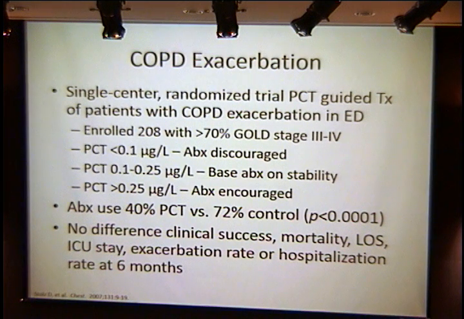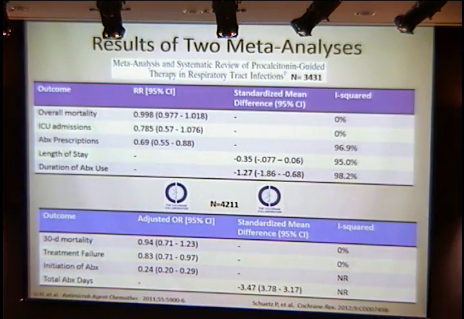One slide on a COPD trial. This was done with 208 patients with pretty significant COPD. The one thing to point out here is they used a little different cutoff, still the 0.25 for starting antibiotics, but here they said the 0.1 to 0.25 depends on how sick they are. If they're really sick, start some antibiotics, and then stop them early if the procalcitonin goes down. They decreased antibiotic use from 72% to 40%, and there was no difference in clinical outcomes. And they actually followed these patients for 6 months to make sure they didn't have increased exacerbations or anything like that. So again, lots of data in different settings looking like it's safe and effective at decreasing antibiotics.